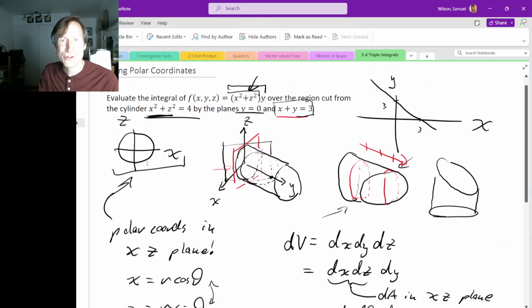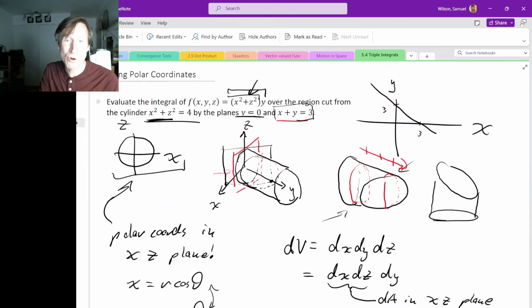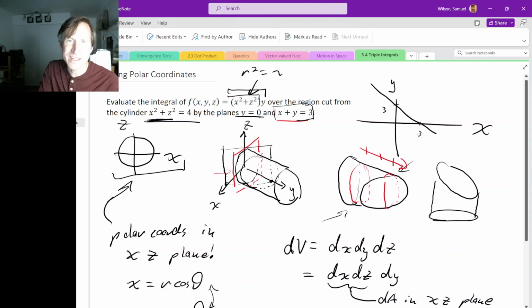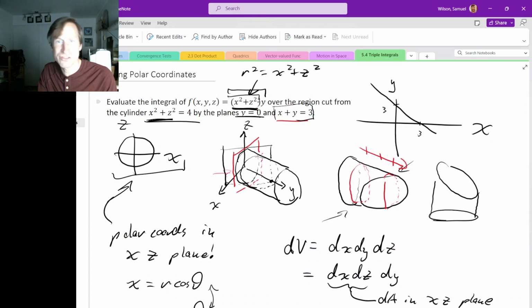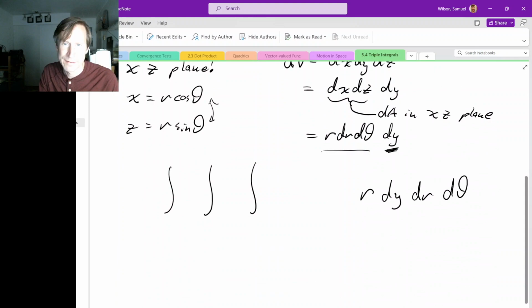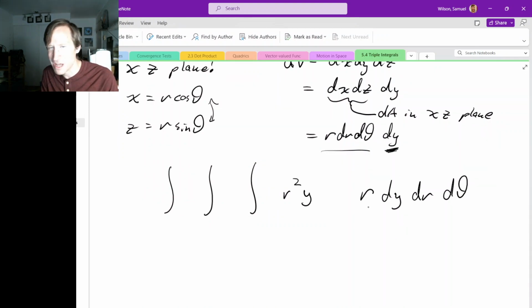Now we need to write our integrand in polar coordinates. But remember, in polar coordinates, r squared is x squared plus the other coordinate squared. So this x squared plus y squared right here is just r squared. So our integrand is r squared y. Okay, so really we'll have an r cubed because of that extra r.